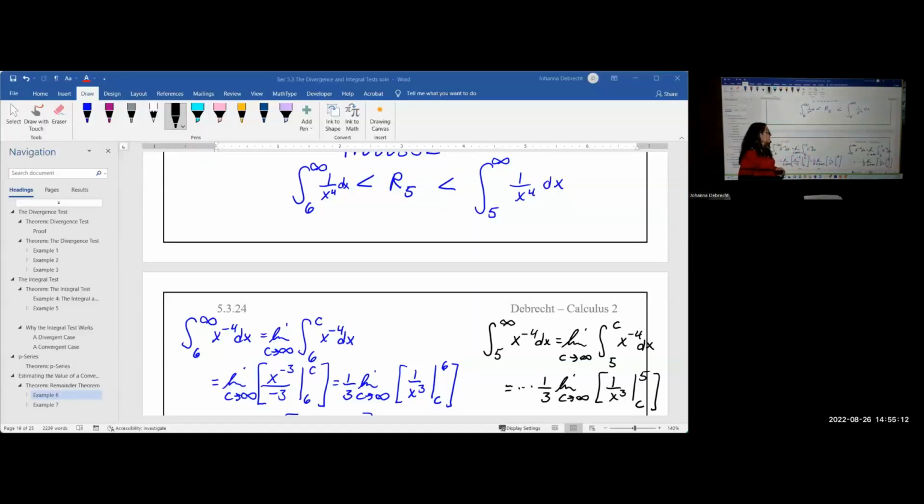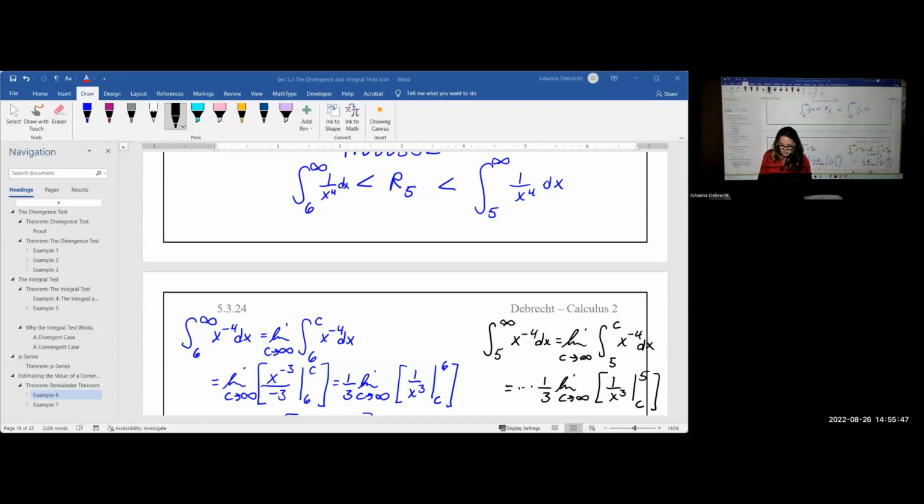Let's see how you did. What we're trying to do is establish an upper bound on the error in approximating the infinite series using the first 5 terms. So I'm looking at R sub 5, the remainder, the terms I didn't add up, the ones from 6 out. I take the integral from 5 to infinity of 1 over x to the 4th dx as an upper bound, and the integral from 6 to infinity of 1 over x to the 4th dx is a lower bound. They're the same integral, just with different limits of integration.